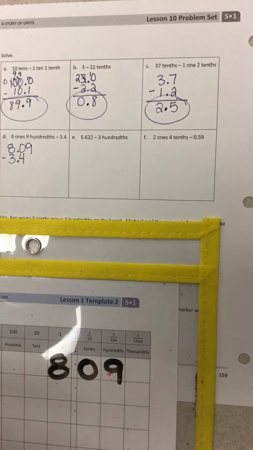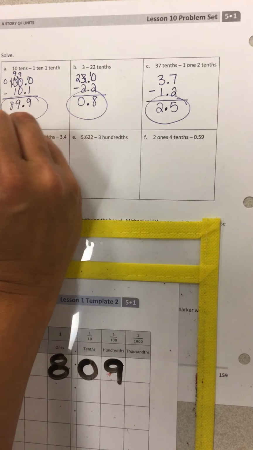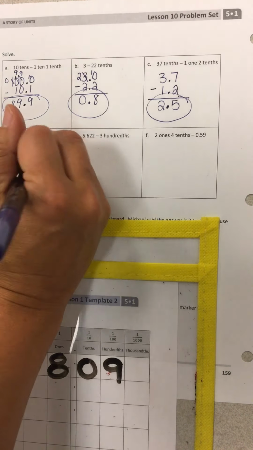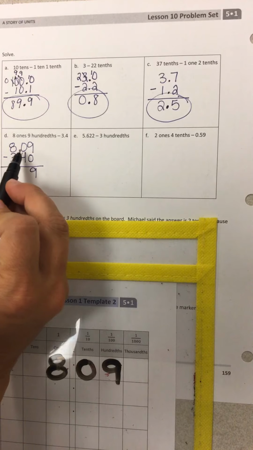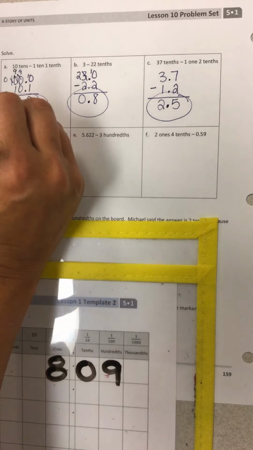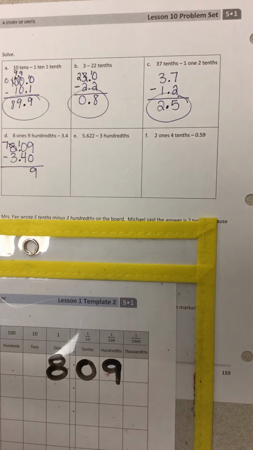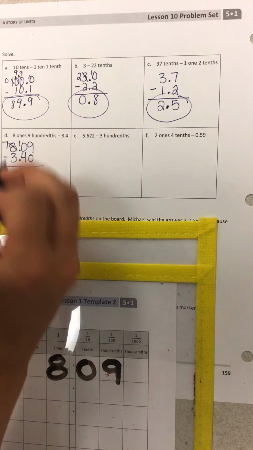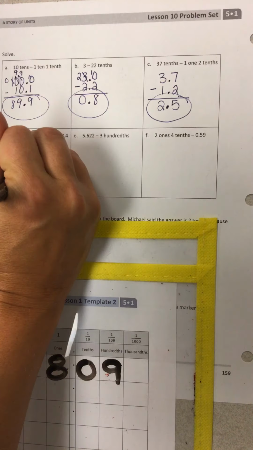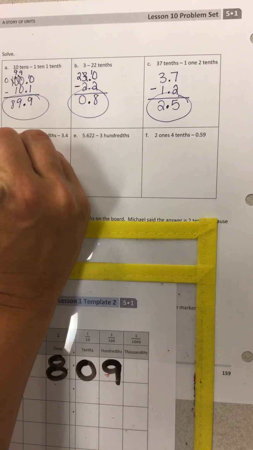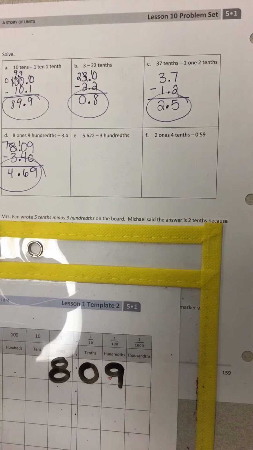But if you notice, I probably should add that 0 in the hundredths column so I have numbers that are lined up. I can do 9 minus 0, that equals 9. I cannot do 0 minus 4, so I need to regroup. So my 8 turns into a 7, my 0 will turn into a 10. Then 10 minus 4 is 6. Bring that decimal down. 7 minus 3 is 4, so my answer is 4 and 69 hundredths.